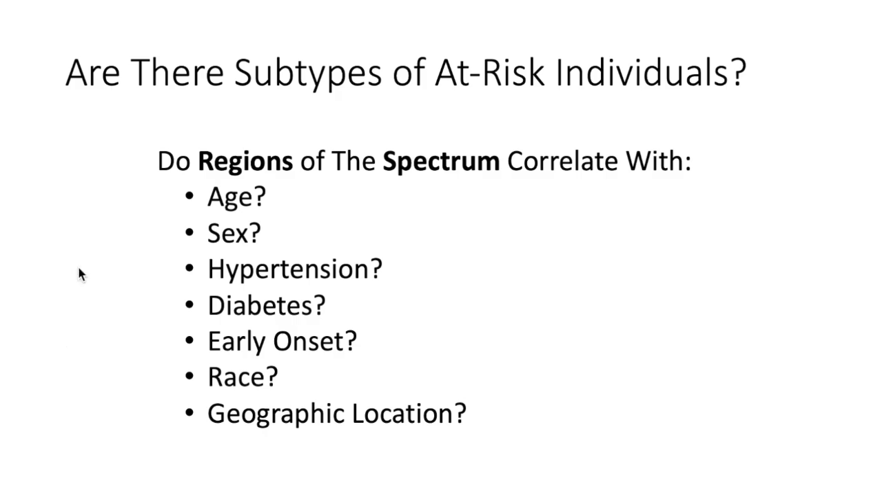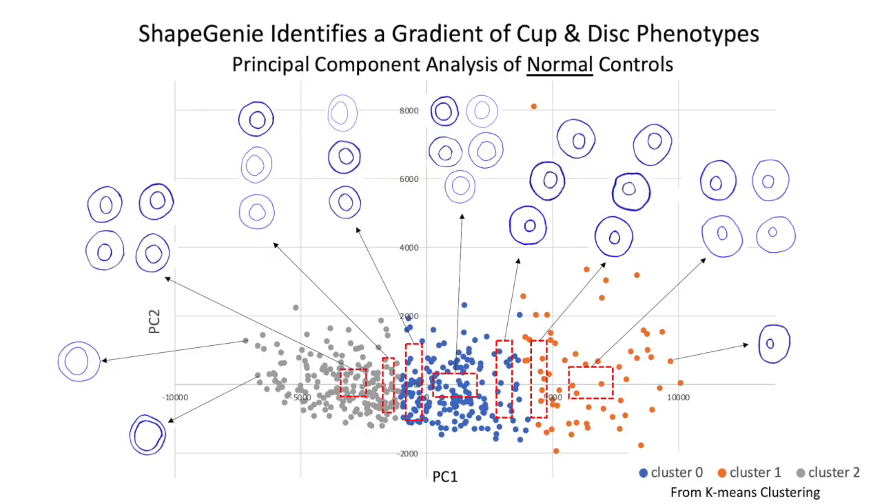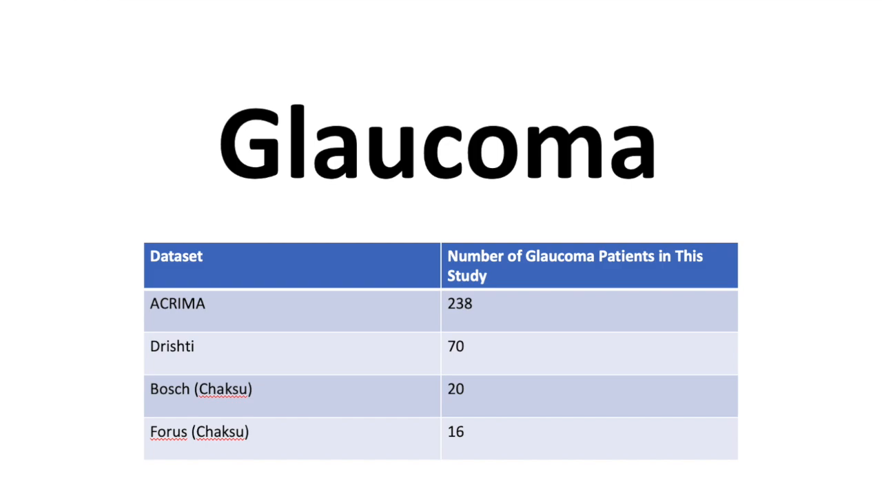The existence of subtypes is ubiquitous across all human diseases, and so when we see a continuum of what we call normal, we would expect to also find subtypes for the risk of glaucoma. Now let's look at our glaucoma samples. Here are the 4 data sets and the number of glaucoma patients that we selected.